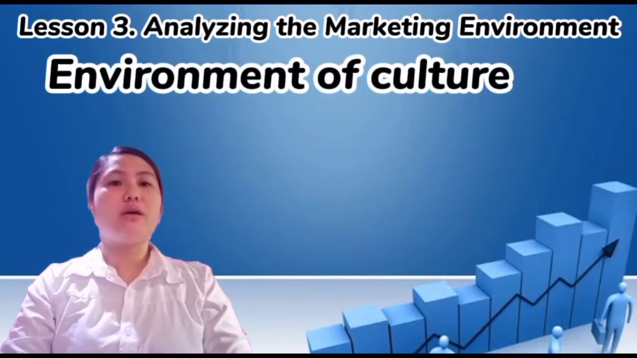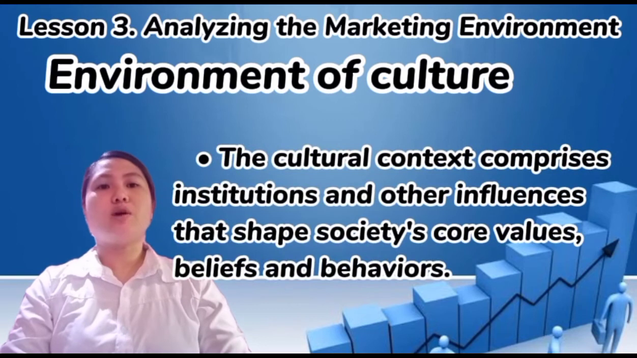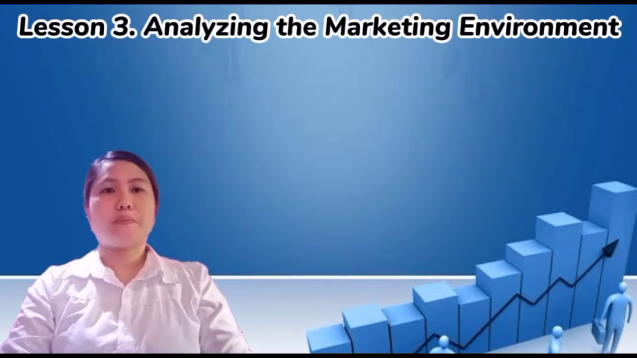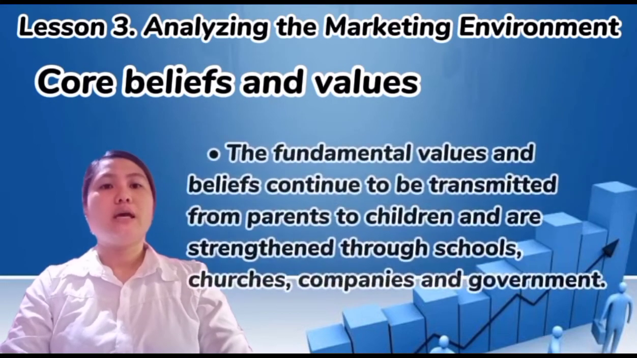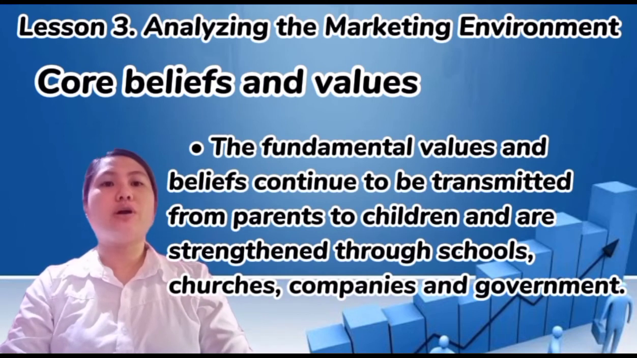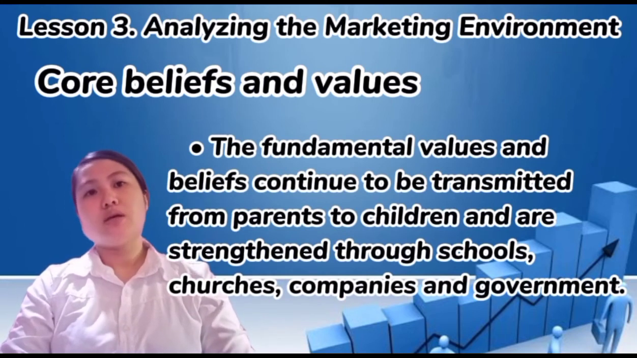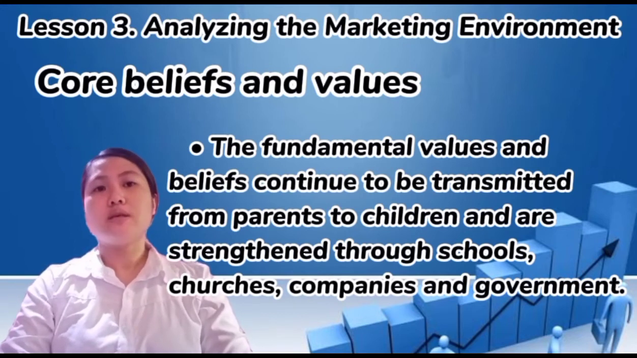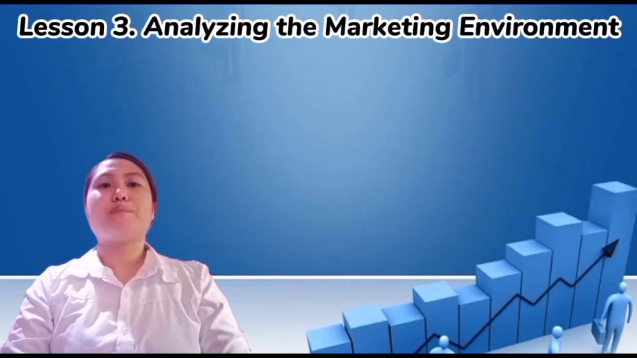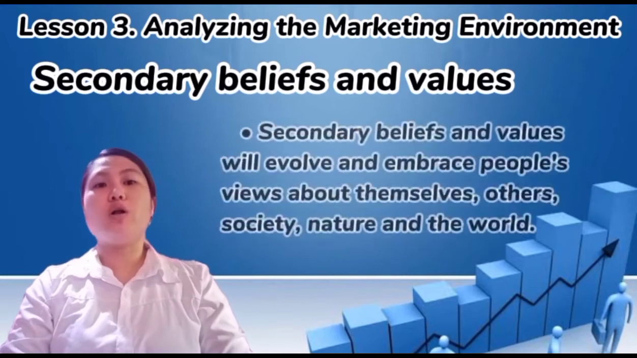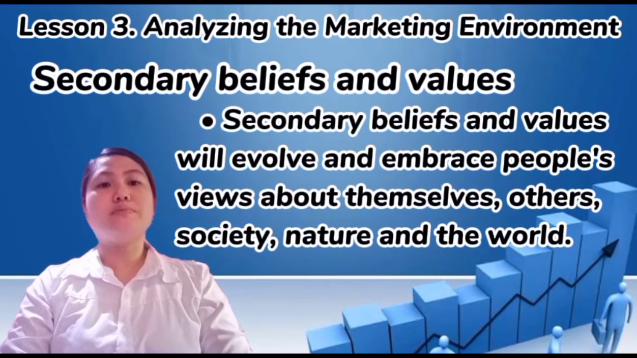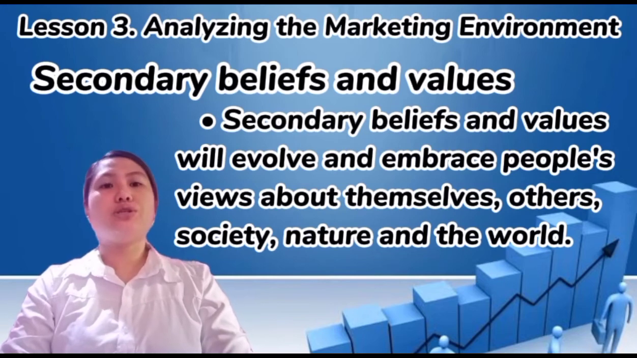Lastly is the cultural environment. The cultural context comprises institutions and other influences that shape society's core values, beliefs, and behaviors. Under it are the cultural values: persistence of core beliefs and values. These fundamental values and beliefs continue to be transmitted from parents to children and are strengthened through schools, churches, companies, and government. Then the secondary beliefs and values will evolve and embrace people's views about themselves, others, society, nature, and the world.